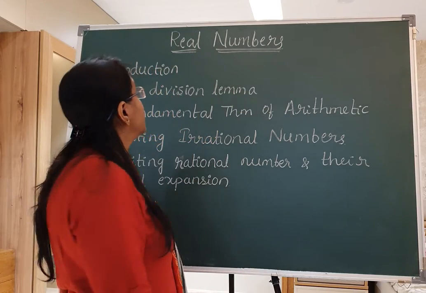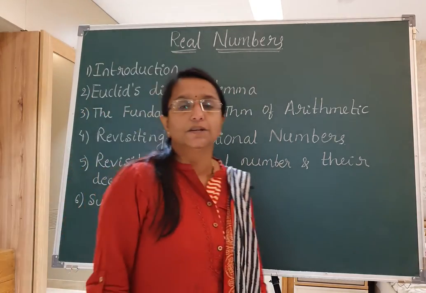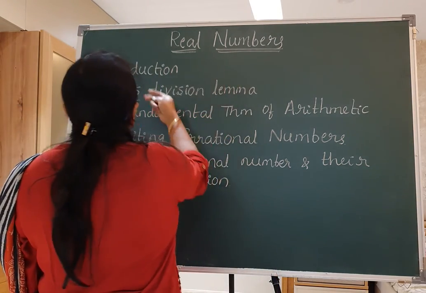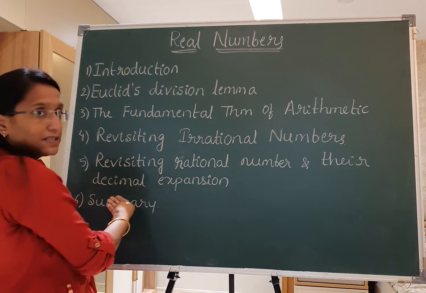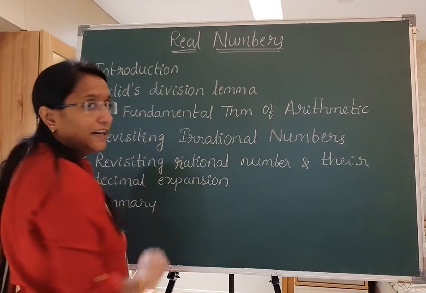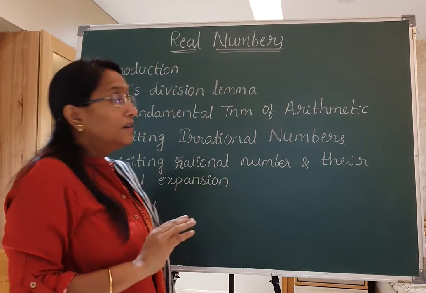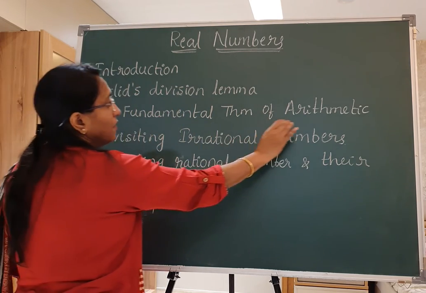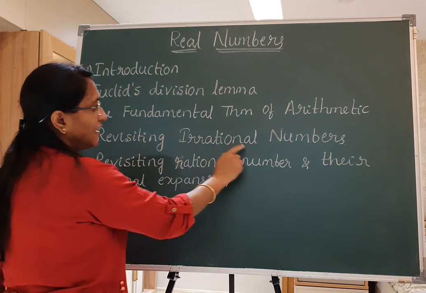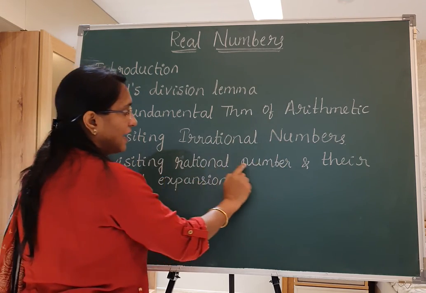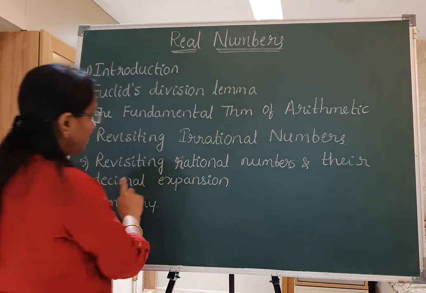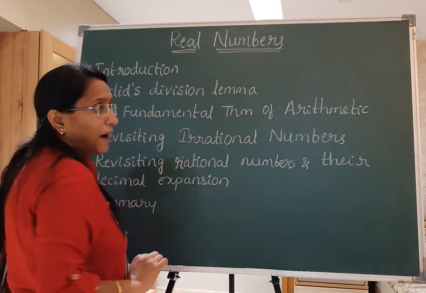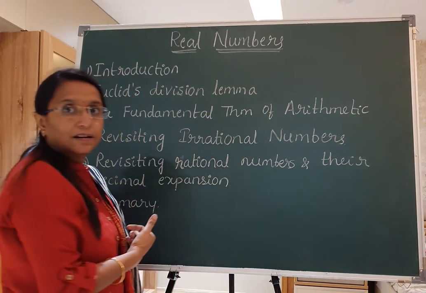In this video, we will be studying real numbers. That is the first chapter of 10th standard syllabus. This chapter is divided into 6 parts. The first one is the introduction about the chapter. Then Euclid's division lemma, the fundamental theorem of arithmetic, revisiting irrational numbers, revisiting rational numbers and their decimal expansion, then summary.